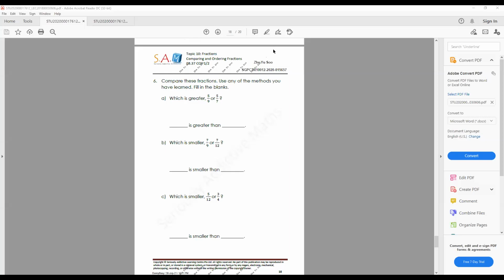All right, we will do the last practice for this worksheet before we move on to the next one. Now here, which is greater, 5 out of 9 or 5 out of 7? Okay, so same numerator, we look at the denominator. The bigger the denominator, the smaller it is. The smaller the denominator, the greater it is. So 5 out of 7 is greater than 5 out of 9.